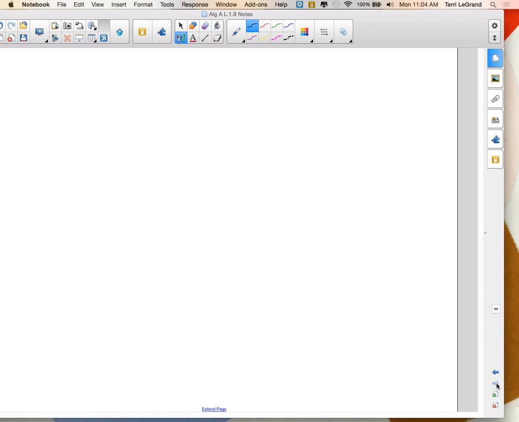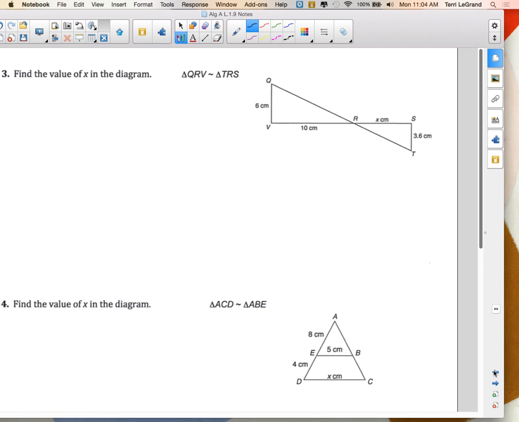Okay, let's go to the back. Find the value of x in the diagram. Okay, what's x's name? I don't have that sheet. Okay, what is x's name? RS. It's right here, isn't it? RS. So let's start with that. That one has to be in our proportion, doesn't it? It has to be in there because that's the one we're solving for.